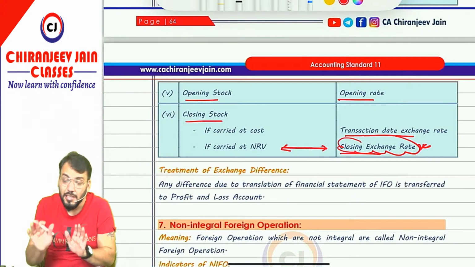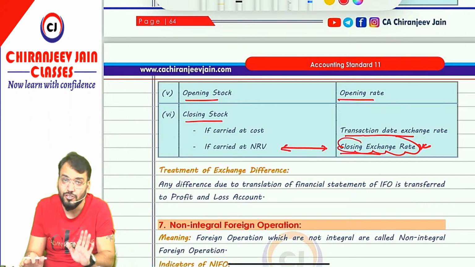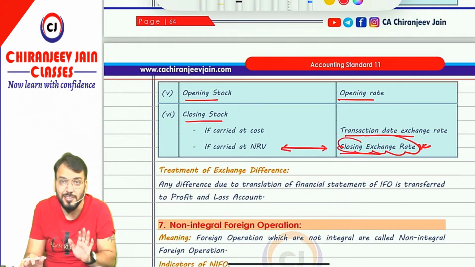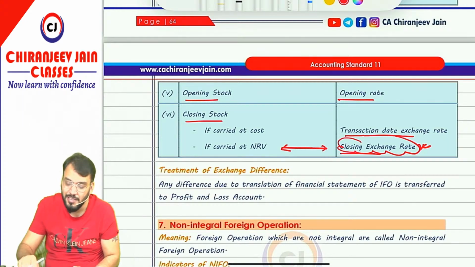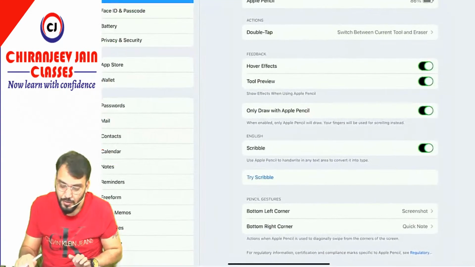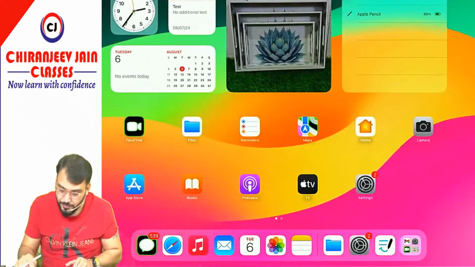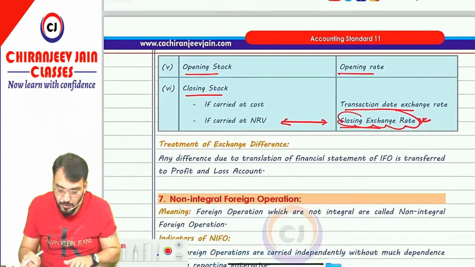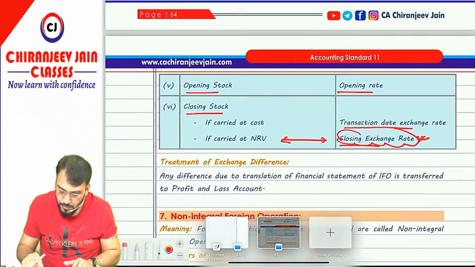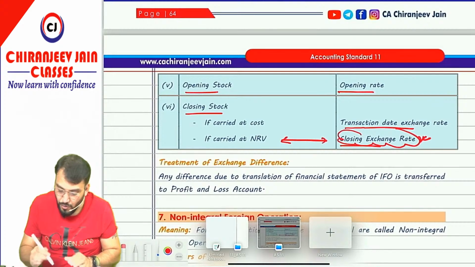If the question is silent, then always assume the foreign operation is EFO. EFO means integral foreign operation. Let me take one question. However, the same we will do where? In the foreign branch chapter also.